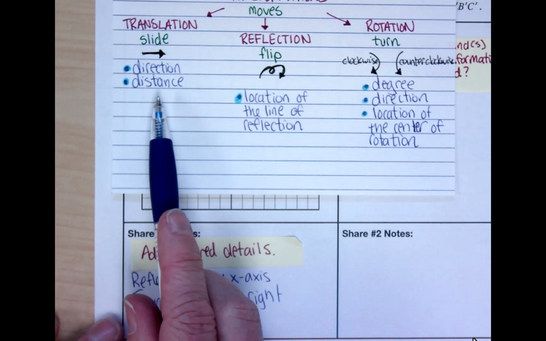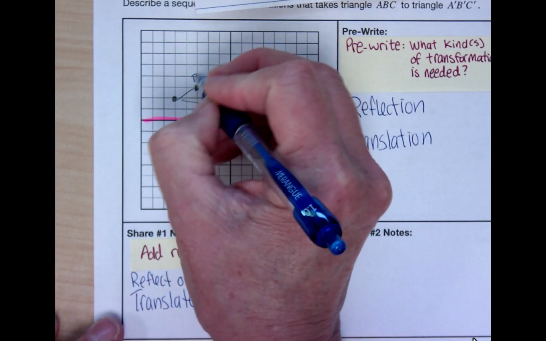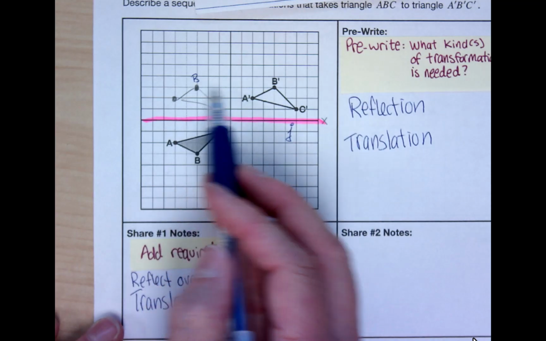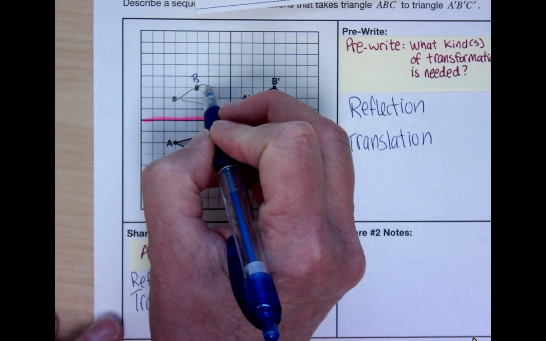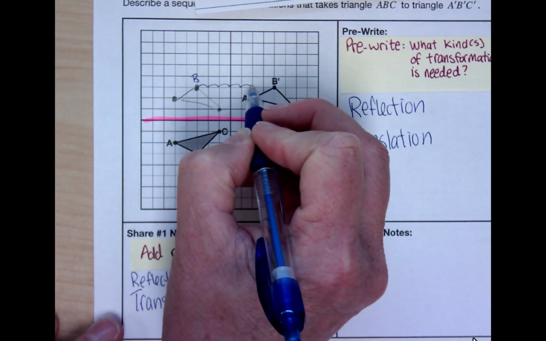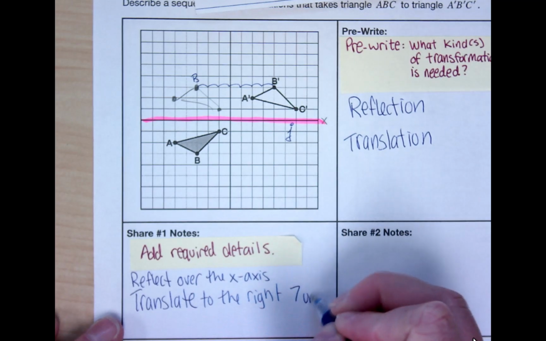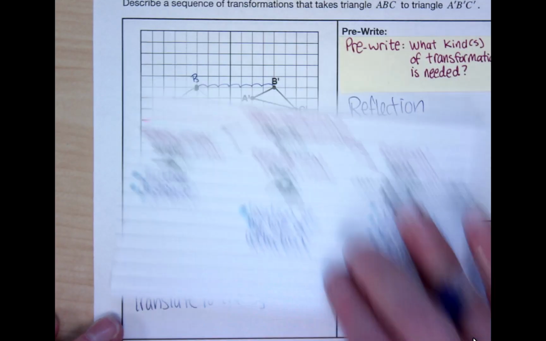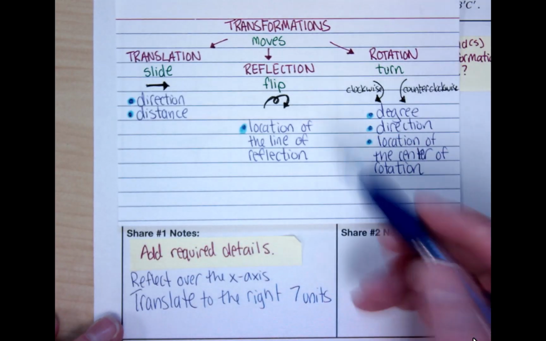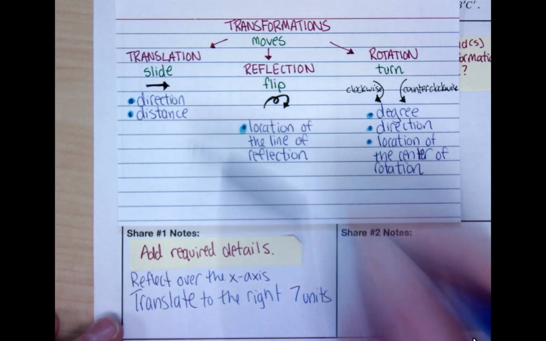And let me count the units that I'm moving. I'm going to count from, this is B, from here to there. Count carefully. I'm going to make little bouncy marks. 1, 2, 3, 4, 5, 6, 7. Translate to the right, 7 units. So this card helps us keep track of what we need to say about a reflection and what we need to say about a translation.